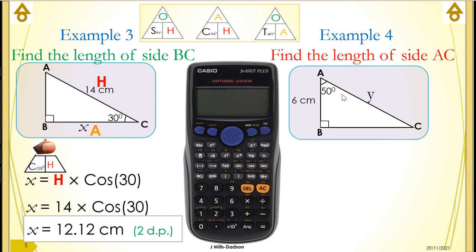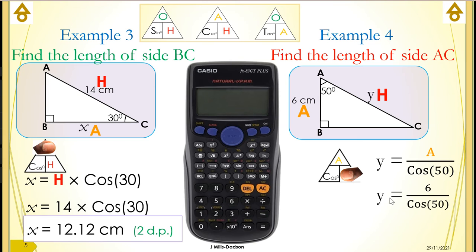For the next example, labeling: adjacent, hypotenuse. This is the opposite side. Because we don't need it, we don't need to label it. We check, we're going to use cosine. We are looking for h, so we cover h. That means divide a by cos of 50. So y is equal to a divided by cos 50. A is 6, so y equals 6 over cos of 50.